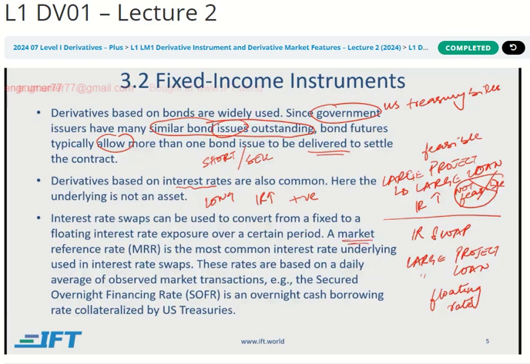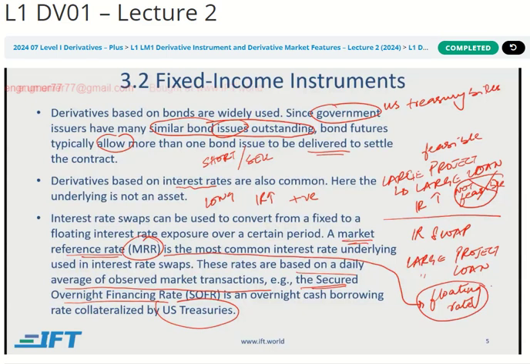And this floating rate is based on something called the market reference rate, right? Whatever the market reference rate is, we're going to charge that. And how do we determine it? It's based on the daily average of observed market transactions from the secured overnight financing rate, which is an overnight cash borrowing rate collateralized by US securities, which means how much banks are charging each other for lending to each other, right? That is what is used to calculate the current floating rate, and that is what the bank is charging us on our loan.